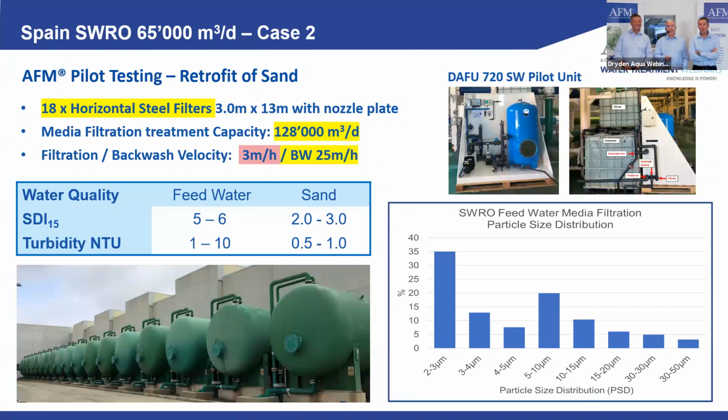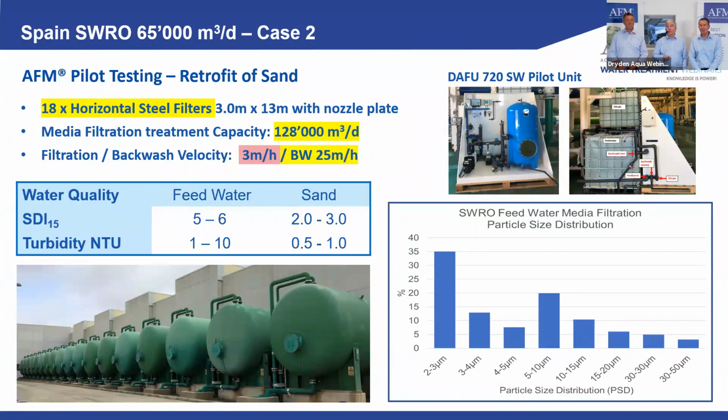Okay, look here. 18 filters here, that's really a big plant. And why do we have, for a similar size plant, so much more filters? It's because we run that at lower velocities. 3 meters. Yeah, 3 meters. This is very low. That's a gravity filter flow. Yes, even for gravity filters it is low.